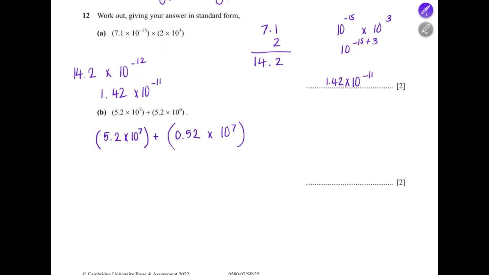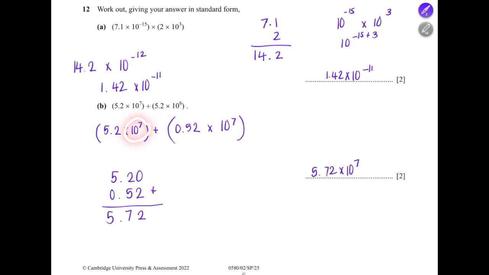Okay. So now you can add them. You have 5.2 plus 0.52. You have to make sure that the decimal points are aligned with each other. Okay. So you can even add a 0 here. So 2 plus 0 is 2, 7, 5. So this is basically 5.72 multiplied by 10 power 7. This remains same. 10 power 7 remains same.